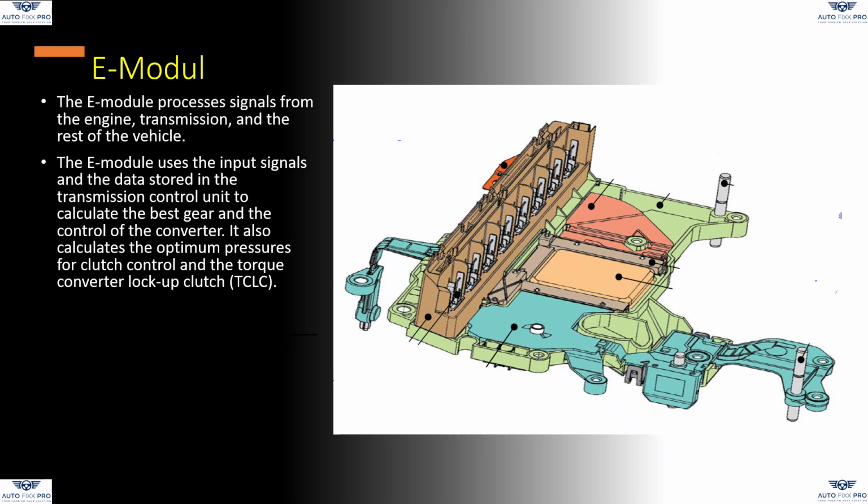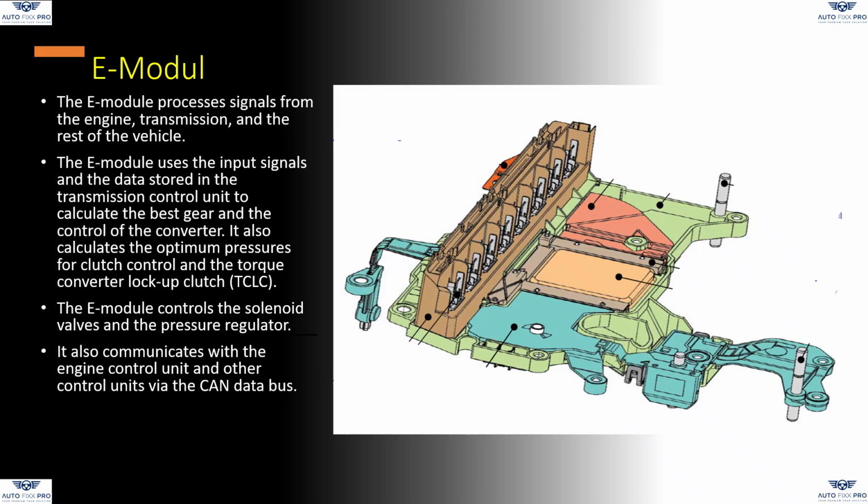The E-module uses the input signals and the data stored in the transmission control unit to calculate the best gear and the control of the torque converter. It also calculates the optimum pressures for clutch control and the torque converter lockup clutch, TCLC. The E-module controls the solenoid valves and the pressure regulator. It also communicates with the engine control unit and other control units via the CAN data bus.